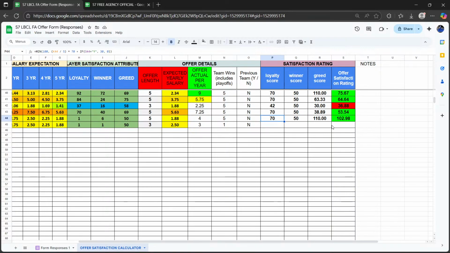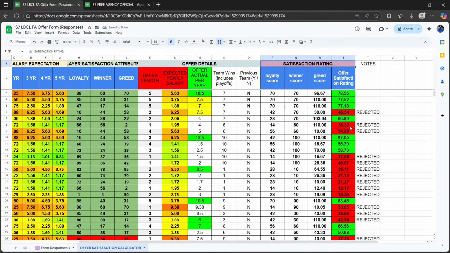The score is in reference to the satisfaction rating. It's a formula on a formula. So we'll just drag these formulas down. 42 loyalty score, terrible winner score. Alberta's not a very good team, wasn't a very good team last year. Greed score, not real high. This offer, I guarantee you, is going to be rejected.